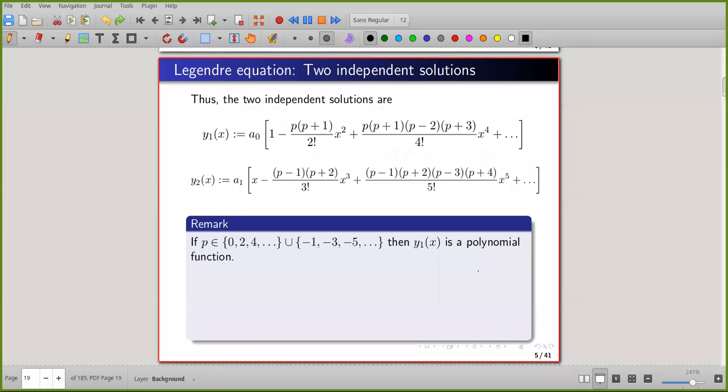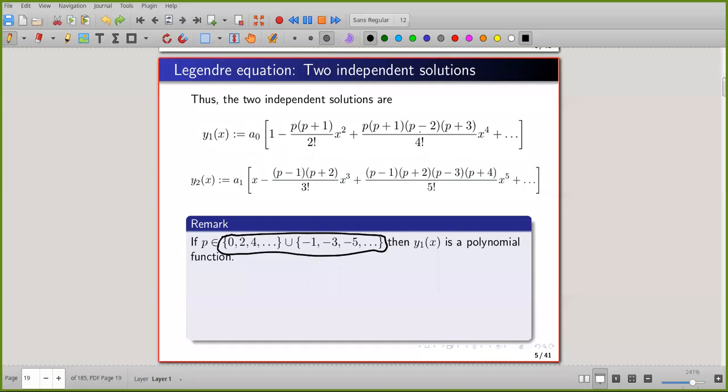Okay. So here's a remark. If p belongs to this set, then y1(x) is a polynomial function. Let's just see: if p is 0, then all these coefficients are going to be 0. So if p is 0, then y1 is just the constant function.